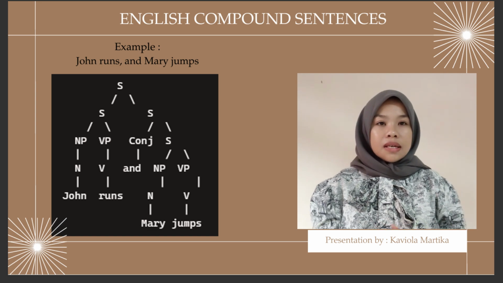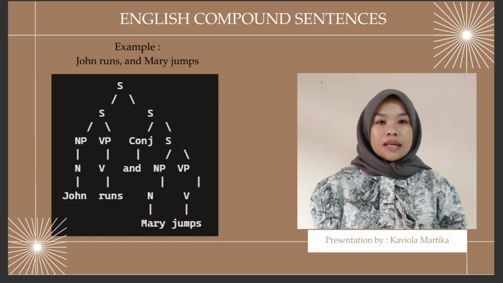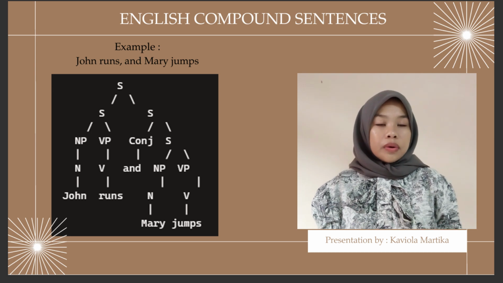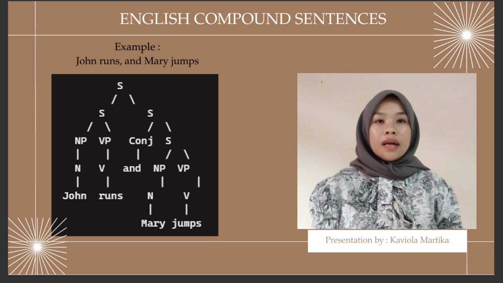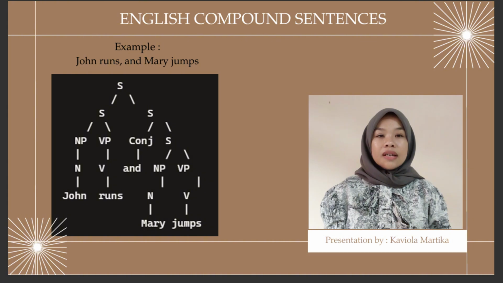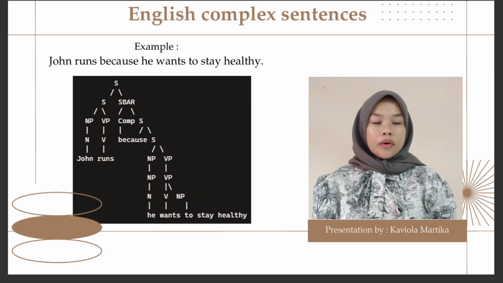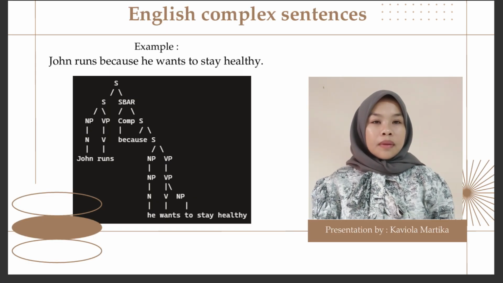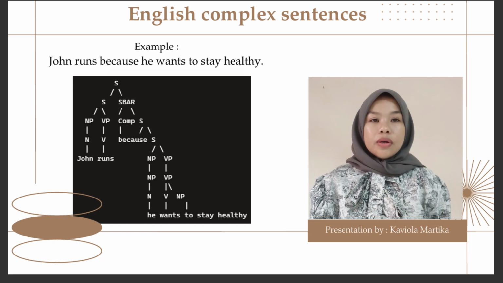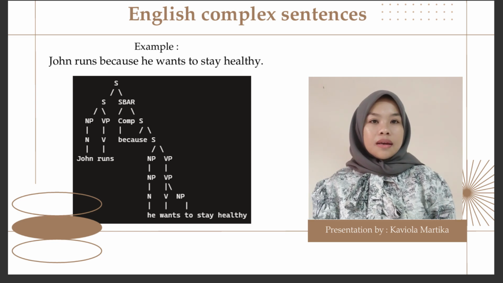The noun phrase is Mary. The verb phrase is jumps. These two clauses are connected by the conjunction "and". The next tree diagram is of an English complex sentence. The sentence is: John runs because he wants to stay healthy.